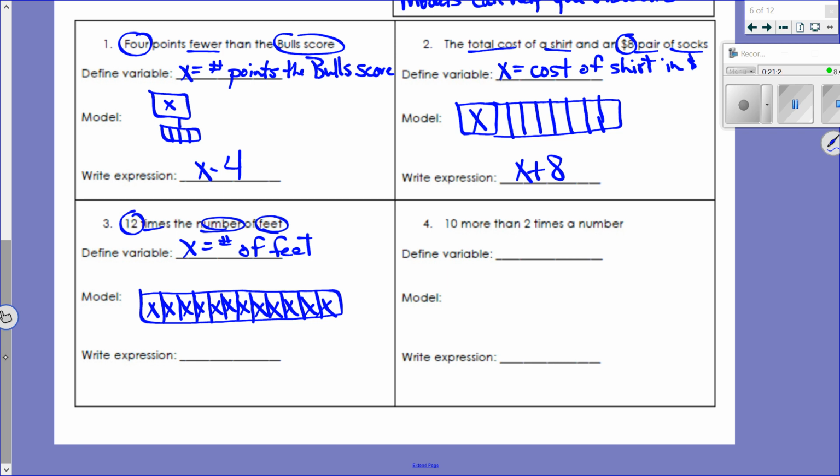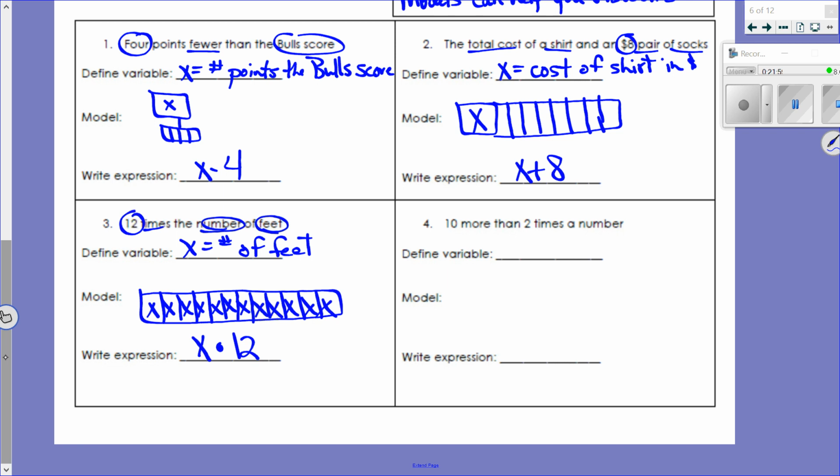Now, how do I write that expression? 12 times X. So how do I write that? Wouldn't it be X times 12? Which way is it? Does it matter? No, but the correct way is X times 12. No, put a dot for the multiplication sign. Otherwise it looks like double variables.